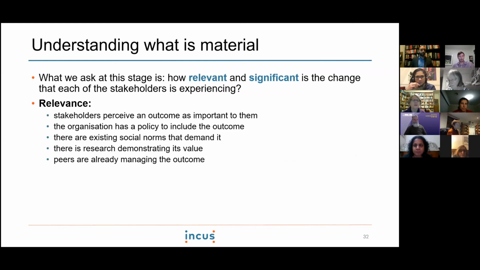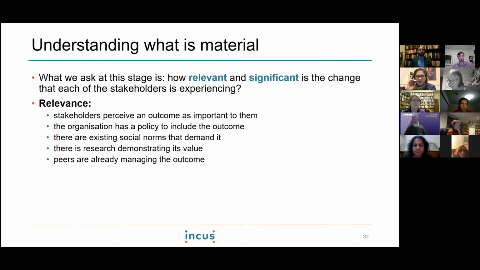So stakeholders perceive the outcome as important to them. So whether or not your program is intending to achieve an outcome, if everyone you speak to is saying, yeah, this isn't actually important to us, or it's not occurring for us, then it's just not a material outcome at this stage, no matter how much the funder or the program person would like it to be.